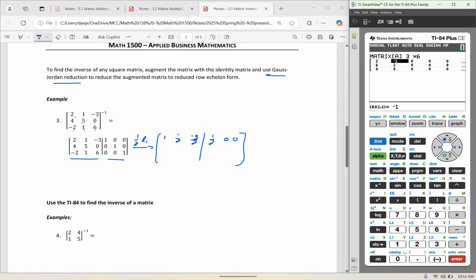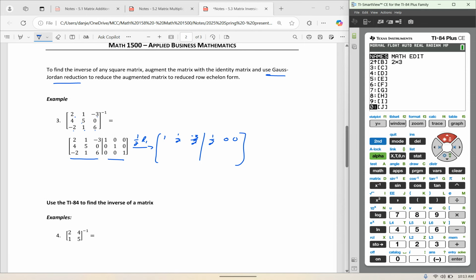2, 1, -3, 1, 0, 0. The second row is 4, 5, 0, 0, 1, 0. And then the third row is -2, 1, 6, 0, 0, 1. So there's my augmented matrix.